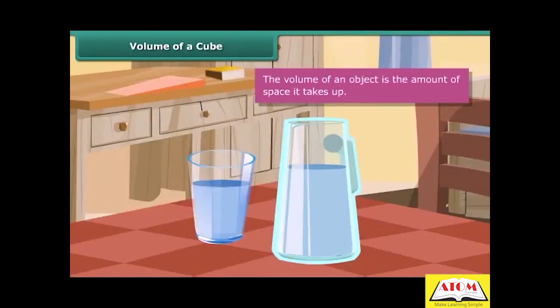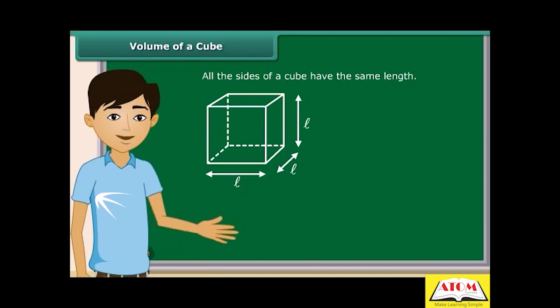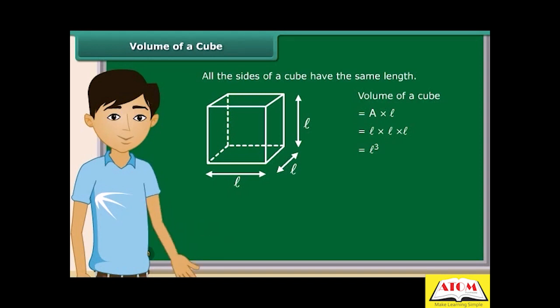The volume of an object is the amount of space it takes up. As we know, all the sides of a cube have the same length. Suppose this cube has length L. To find the volume of the cube, we just need to multiply the area A with L. Hence, by multiplying these three L's together, we get L cubed. Therefore, the formula for the volume is V = L³.